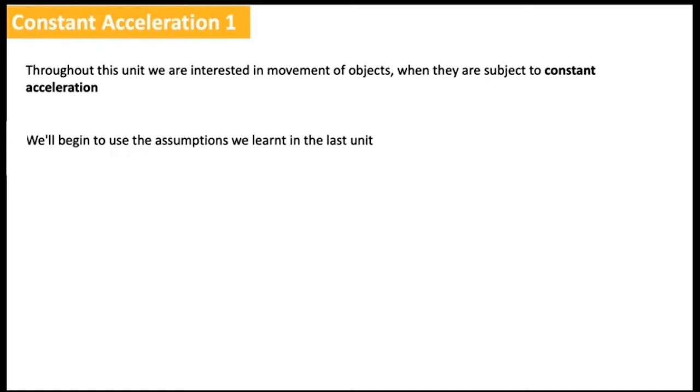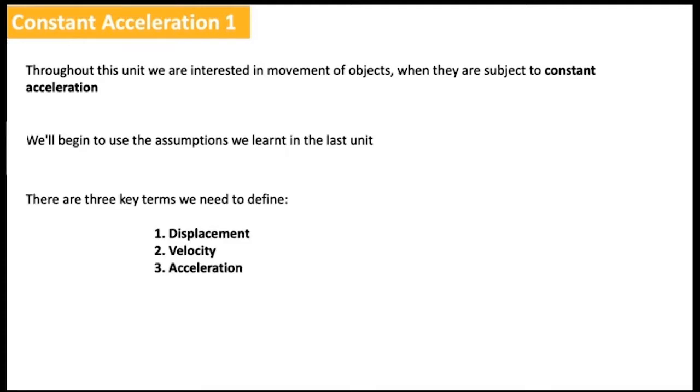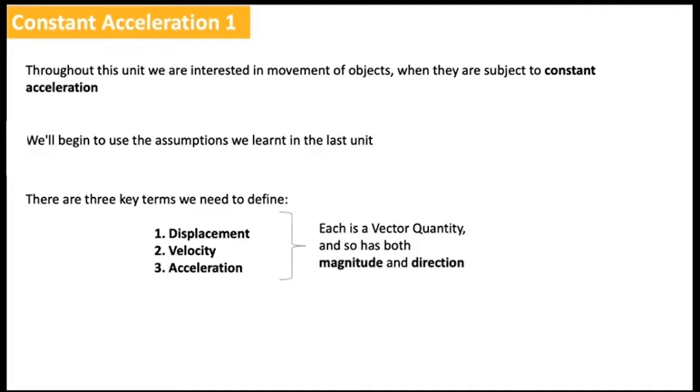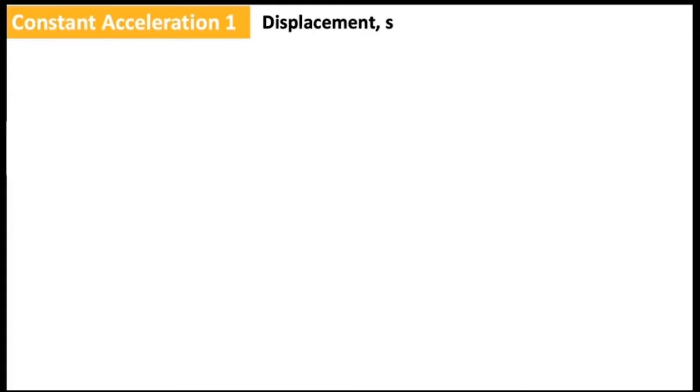We came across three terms which were vector measurements. We looked at displacement, velocity, and acceleration. Displacement is a vector. It can take positive and negative values. Velocity is a vector. It can take positive and negative values. Acceleration is a vector. It can take positive and negative values. And those positives and negatives are going to be massively important for us. We're not only interested in the magnitude, but also the direction.